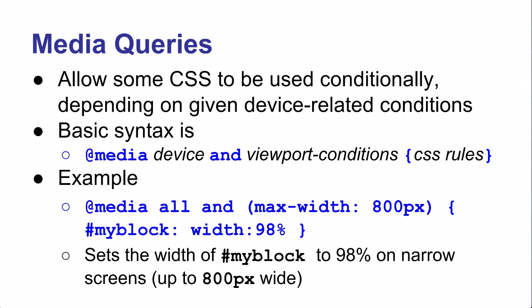Inside the brackets are any number of CSS rules to follow under the conditions specified by the selector. For example, the media query on the bottom of the page here displays that my block takes up 98% of available width whenever the viewport width is 800 pixels or less. If we wanted the query to apply on large screens, we could use min-width instead of max-width for the viewport conditions.